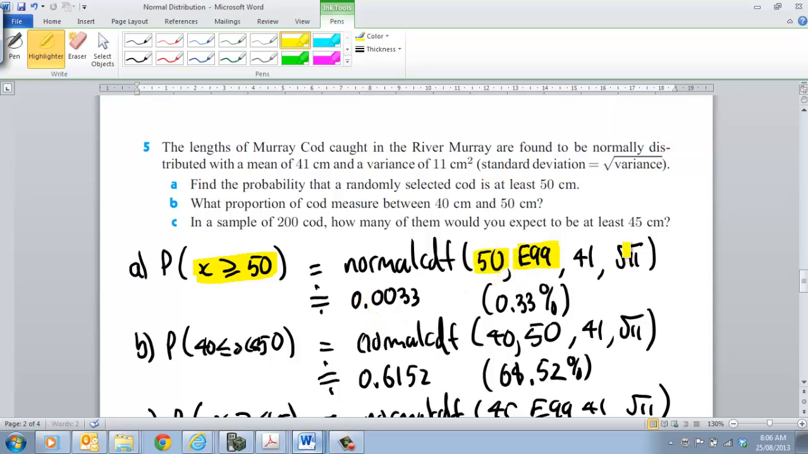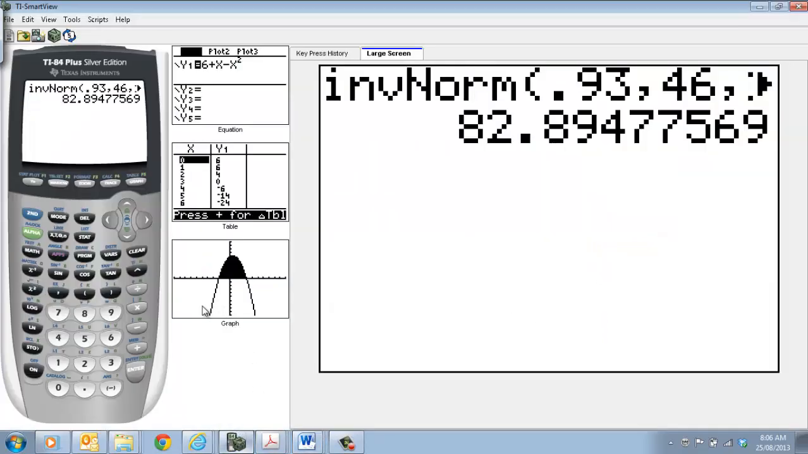And this is the interesting thing, it tells you what your variance is. So our standard deviation is the square root of the variance, which is the square root of 11. So you just put that straight into your calculator like that.